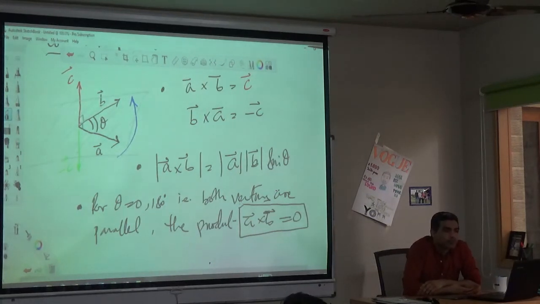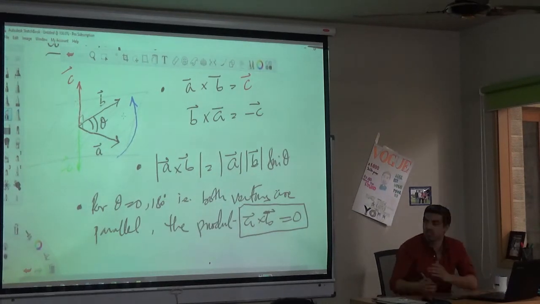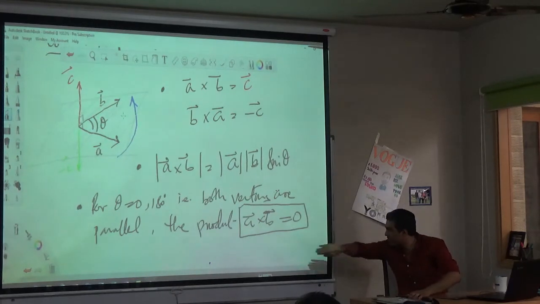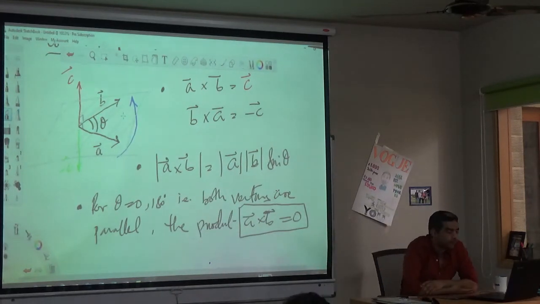Positive C is normal to the plane, right? Negative C is also going to be normal to the plane. It's just that one is coming out of the plane, one is going into the plane, depending on the sense you're looking at. Both are parallel. Both are perpendicular to the plane.